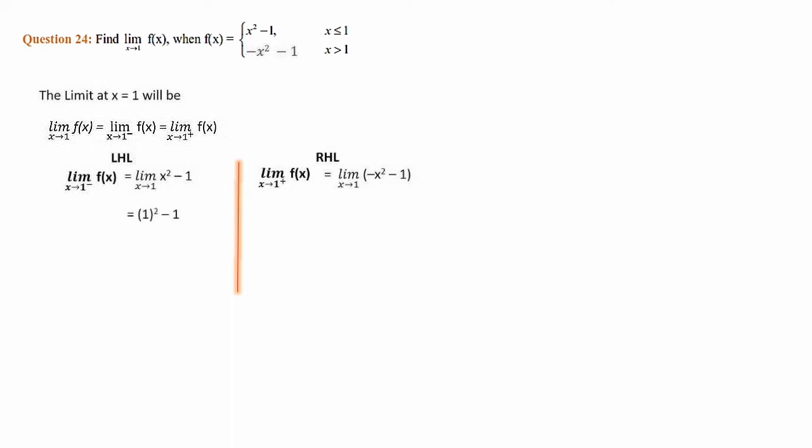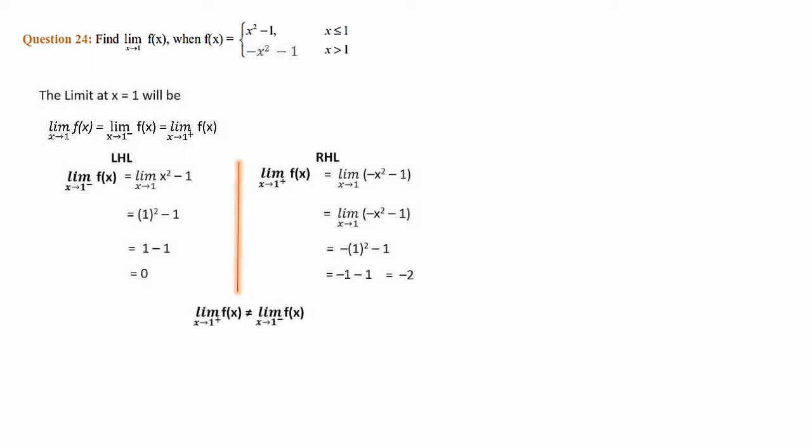And let's calculate here. When you substitute 1 here, 1 into 1 square, that is 1 minus 1, which is equal to 0. And here on the right hand side, limit x tends to 1 plus, minus x square minus 1, that is equal to, here minus is there, this 1 value we substitute, minus is outside, you have to be careful, that is minus of 1 square minus 1. 1 square is 1, 1 minus 1, that is equal to minus 1 minus 1, minus 1 minus 1 is minus 2. Now you can see here left hand limit we are getting as 0, right hand limit we are getting as minus 2. Both are not equal. So the limit does not exist because they are not coinciding.